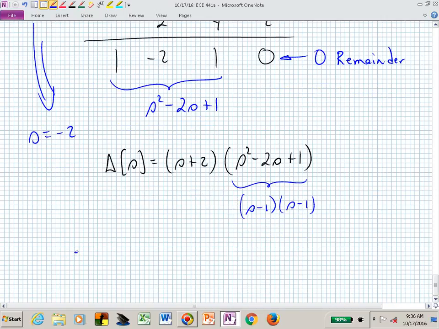And we end up then with what we were learning as we were working through this example. We had a root at minus 2 determined from the synthetic division, and we had 2 roots at s equal plus 1. Question?